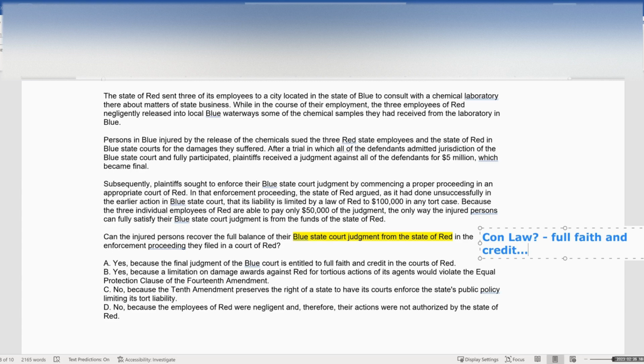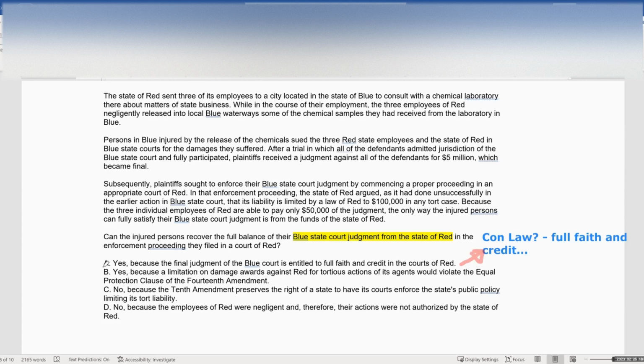So our thinking should be, yes, they should enforce this judgment because of the full faith and credit clause. Answer choice A says yes, because the final judgment of blue court is entitled to full faith and credit in the courts of red. You should be thrilled to see this answer choice, because it matches up exactly with what we had been thinking. So I would say, okay, this is a pretty good answer choice.